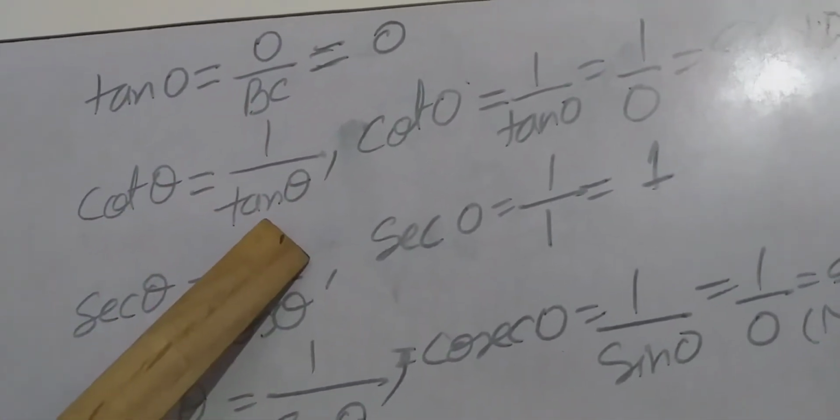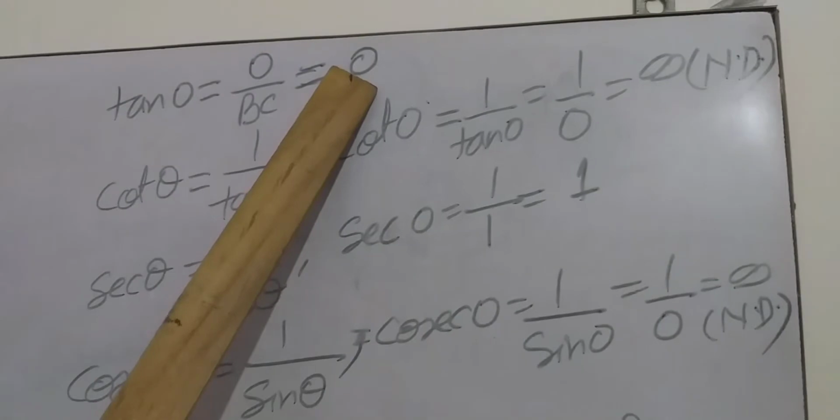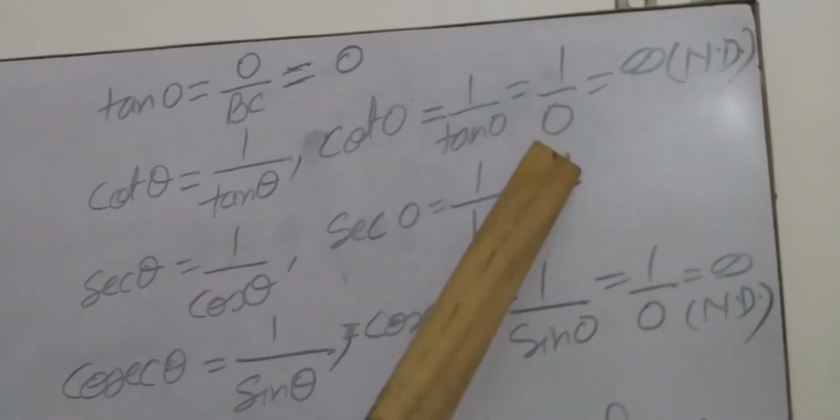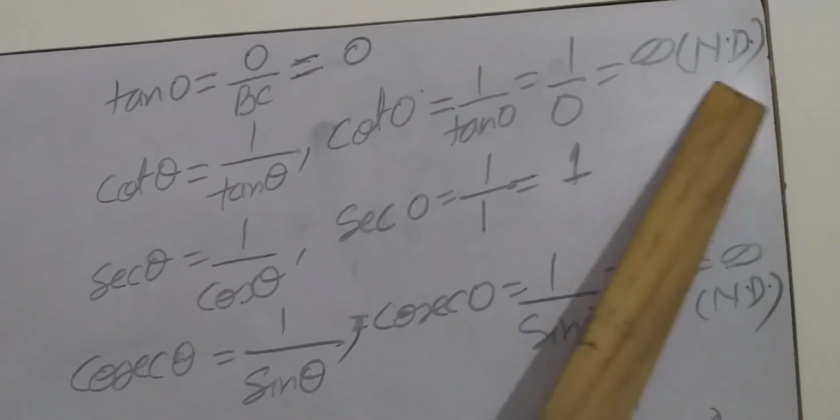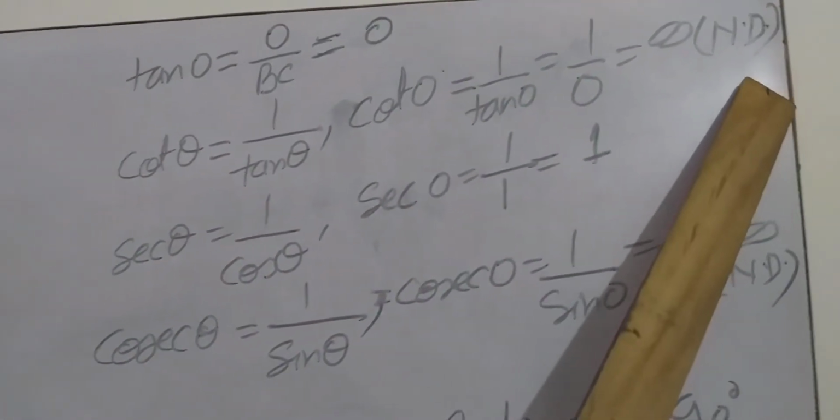Now cot is the reciprocal of tan students. Cot theta equals 1 upon tan theta. So cot 0 equals 1 upon tan 0. So 1 upon 0, because tan 0 value is 0. 1 upon 0 is infinity, not defined. So cot 0 value is not defined.